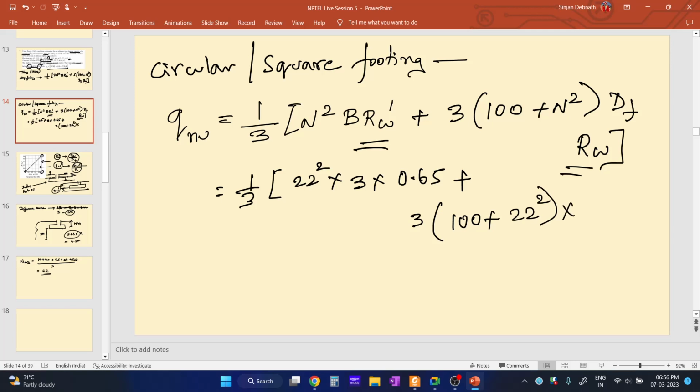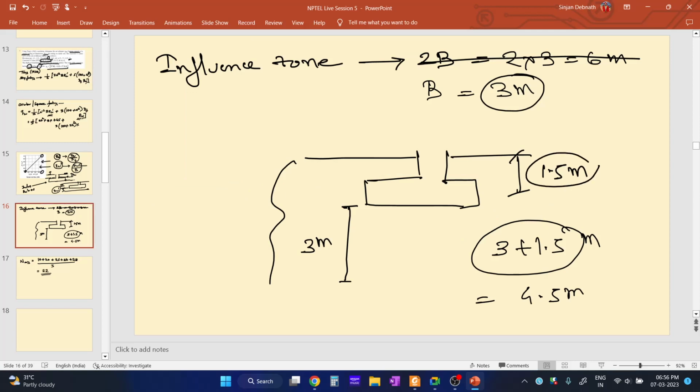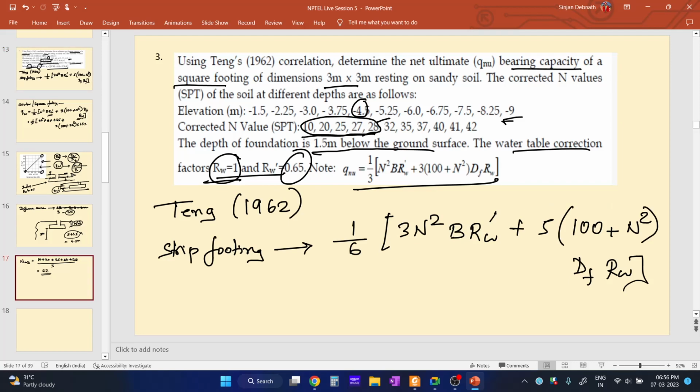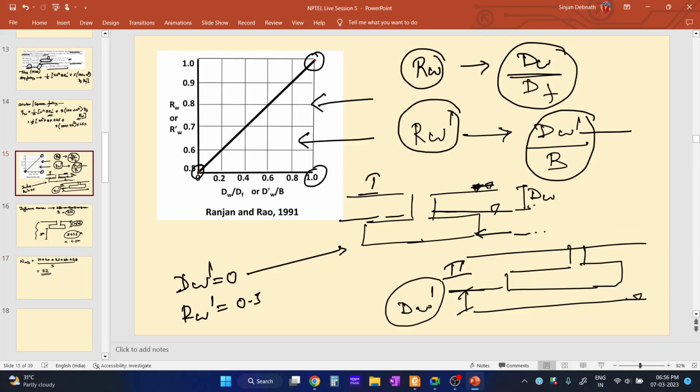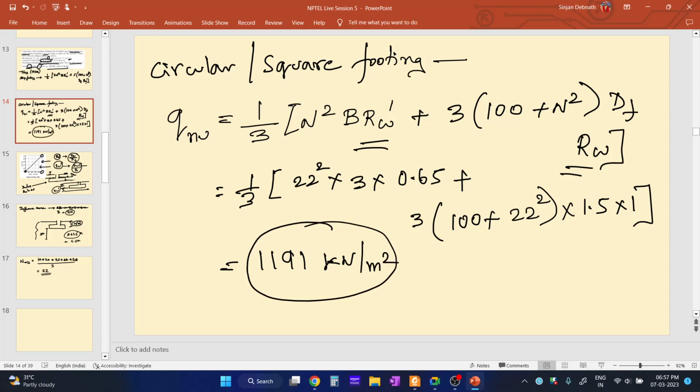into DF. What is DF? The depth of the footing. The depth of the footing is 1.5 meter. And what is RW? RW is 1. It is given in the question. Now, if you calculate this equation, you will get net ultimate bearing capacity to be 1191 kilonewton per meter square. Okay, so this is the answer.